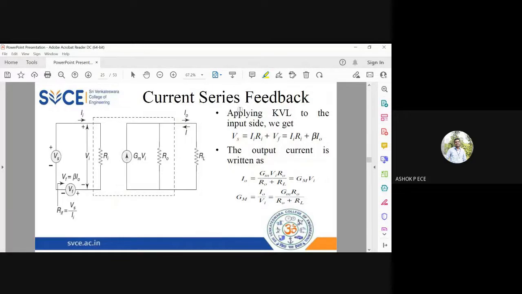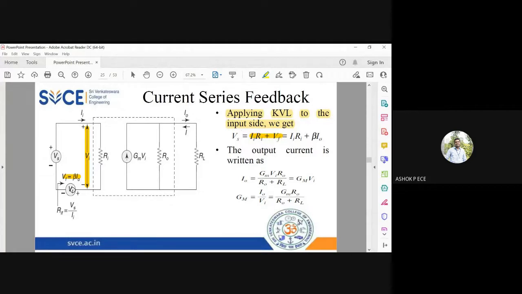And as usual, for finding the input impedance, we will be applying KVL at the input side. So apply KVL at the input side. The total applied voltage Vs will be equal to Vi plus Vf. So see here, Vs equal to Vi plus Vf. And you know Vi is the voltage across Ri. Current flowing through Ri is Ii. So Vi equal to Ii into Ri. So Vs equal to Ii into Ri plus Vf.